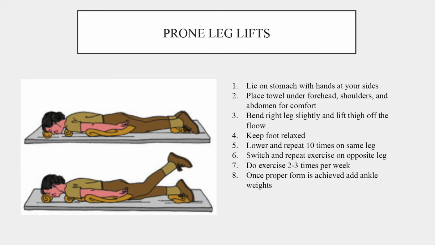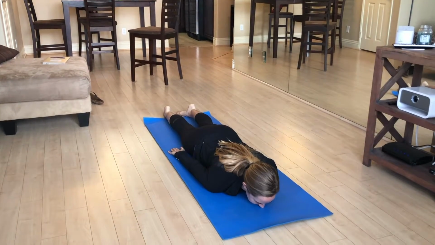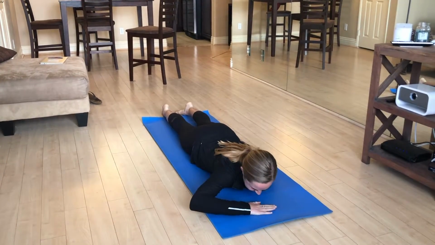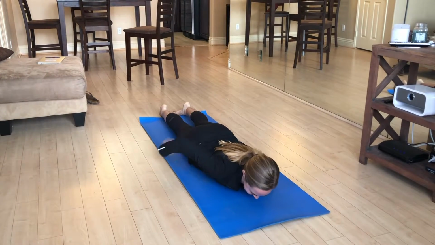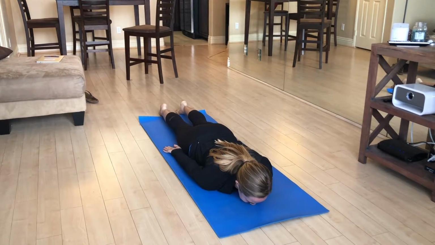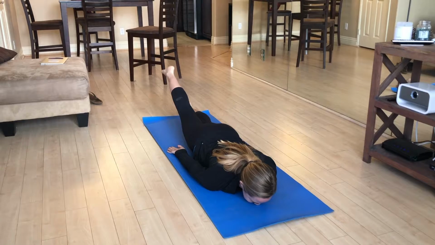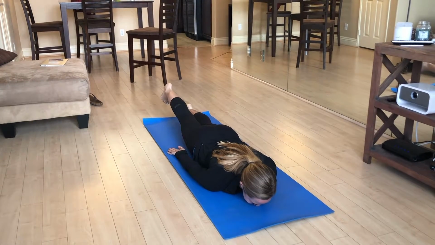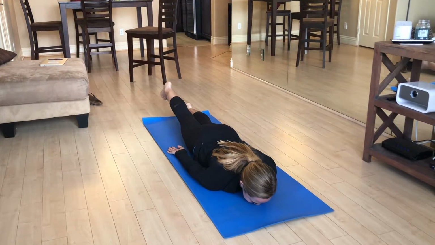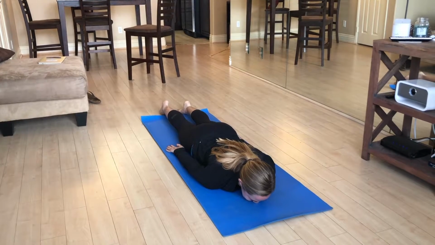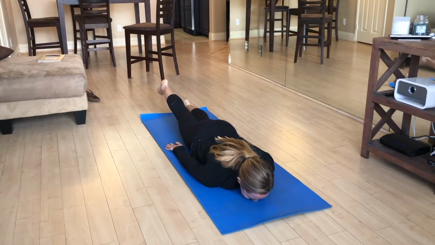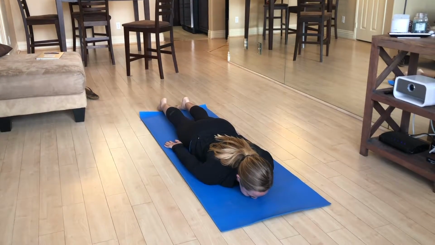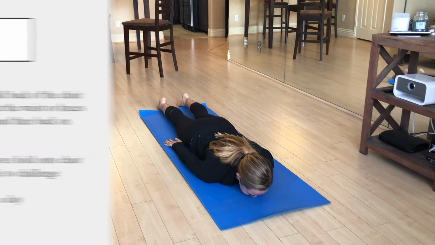Prone leg lifts. Lie on stomach with hands at your sides. Place towel under forehead, shoulders, and abdomen for comfort. Bend right leg slightly and lift thigh off the floor. Keep foot relaxed. Lower and repeat 10 times on same leg. Switch and repeat exercise on opposite leg. Do exercise 2 to 3 times per week. Once proper form is achieved, add ankle weights.